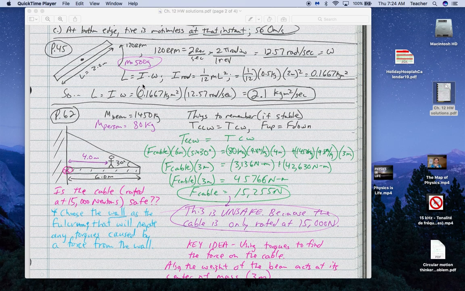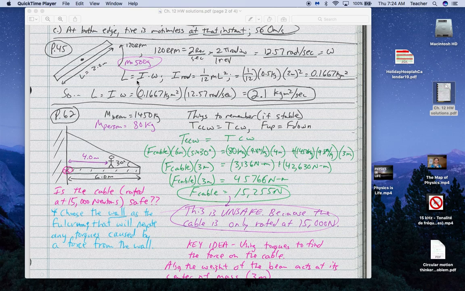P45, you have a rod. It's a total length of 2 meters. It's going 120 RPMs, or revolutions per minute. They're asking for the angular momentum of that. So the first thing I want to do is convert this into angular speed. 120 RPM is 2 revolutions per second, and then times, because there's 60 seconds in a minute, times 2 pi radians over 1 revolution gives me that angular speed.